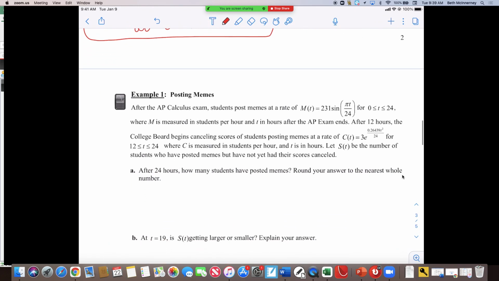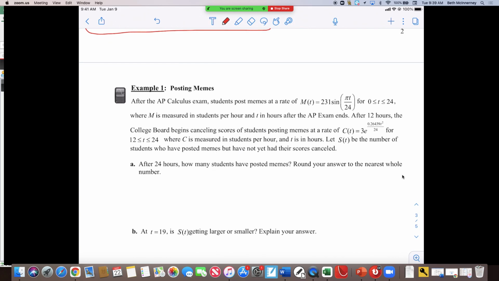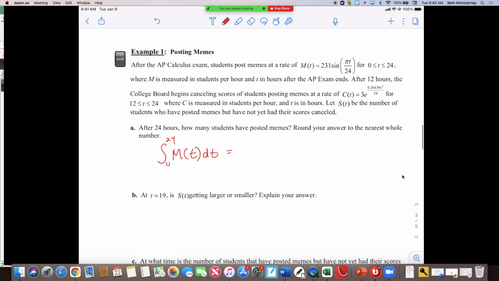So what would you need to do here to find out how many students have posted memes? What would you do? Yeah, Julia? Of what? Good job. There you go. So this will be a calculator problem. So go ahead and compute that. This one does say round to the nearest whole number.